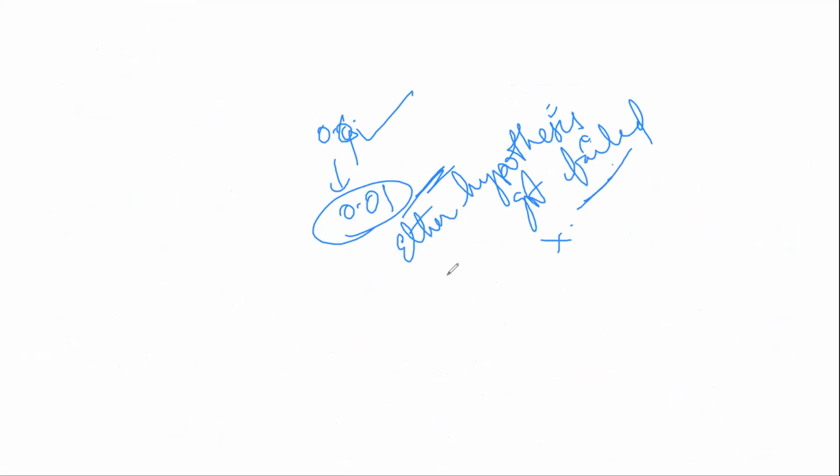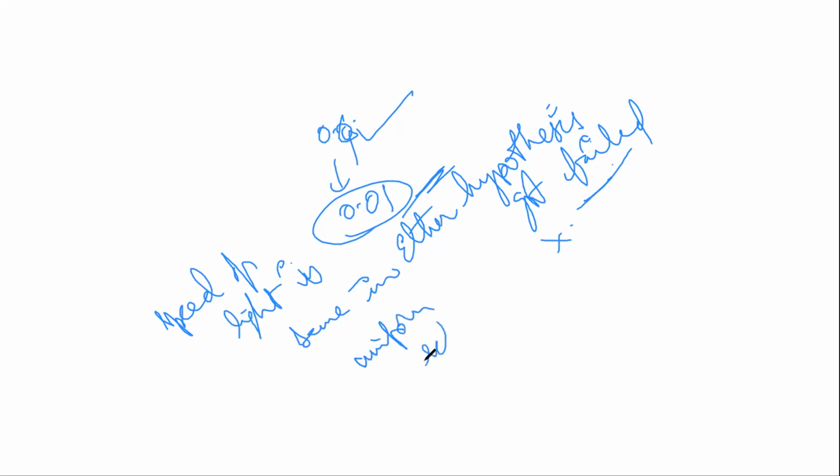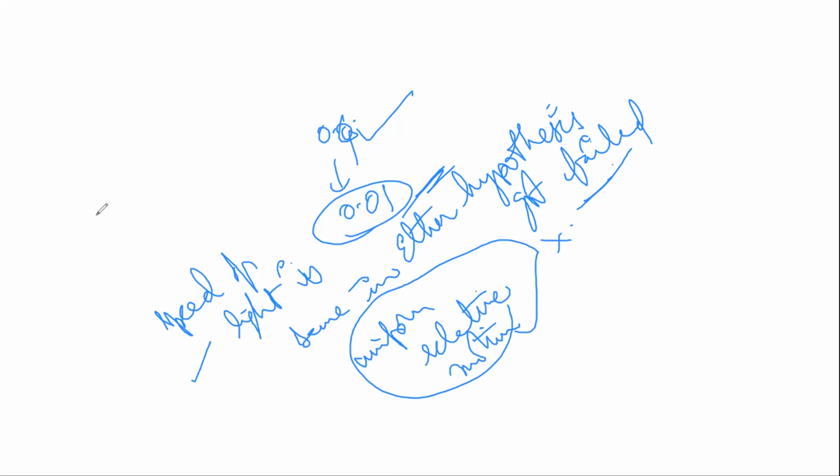Hence we can say that the speed of light in vacuum is the same in all frames of reference which are in uniform relative motion. So the speed of light is the same in all frames of reference which are in uniform relative motion. This was given by this experiment.